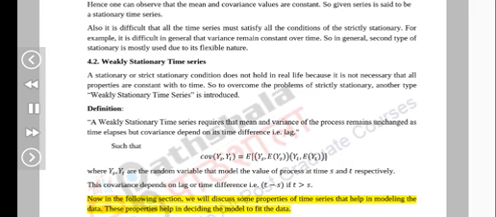Now in the following section, we will discuss some properties of time series that help in modeling the data. These properties help in deciding the model to fit the data.